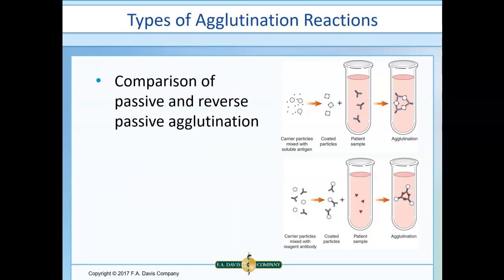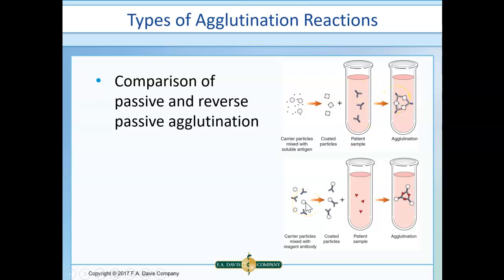So here are some pictures and some comparisons. On the top here, we have the carrier particles mixed with a soluble antigen. So we've got maybe a latex bead coated with something like HIV antigen. In the patient sample, we would be looking for HIV antibodies. This is just an example. We do it for many other things as well. If the patient has HIV antibodies present in their serum, and we add HIV-like antigens that are coated with a latex particle, we mix them together, we're going to get agglutination.